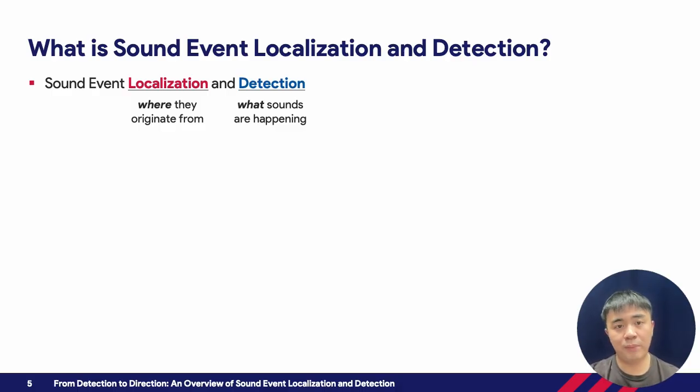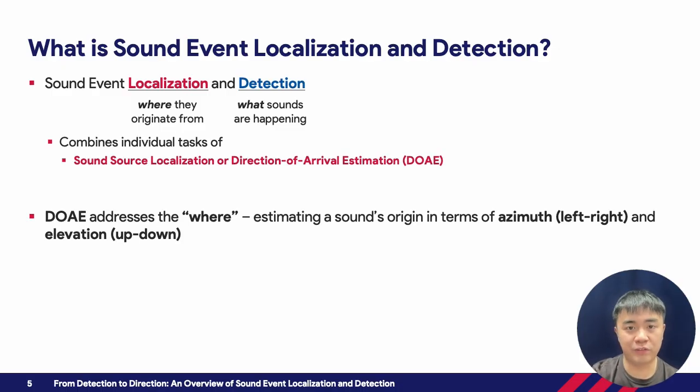So to do so, we combine the functionalities of two established subtasks. First is sound source localization, or more commonly referred to in this field as direction of arrival estimation. So this determines the location in which the sounds originate relative to the receiving device, in terms of both azimuth, the left-right angle, and elevation, the up-down angle.